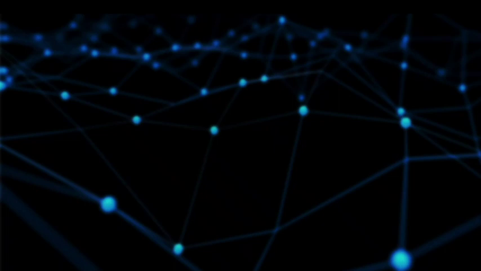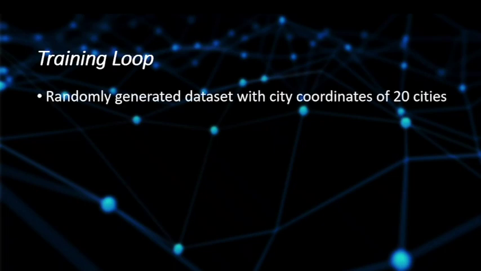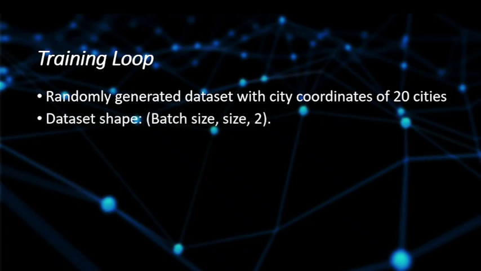Moving to the training loop. The dataset was generated randomly using NumPy library for the purpose of training the GPN model, where the generated dataset had 20 city coordinates in each sample. The dataset had a shape of batch size by size by 2, where batch size was considered as 128 and size corresponds to the number of city coordinates present in the dataset, which is 20 in this case. As for the training process, the GPN model was trained on a dataset having 20 city coordinates.